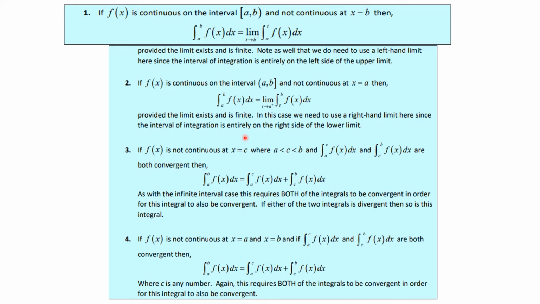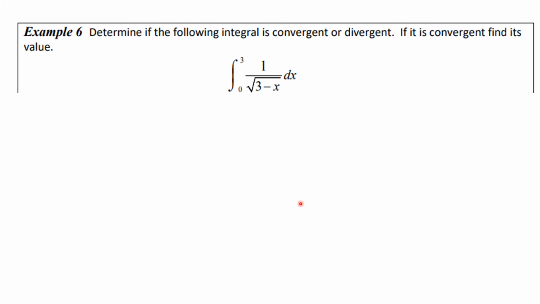Now, if f is not continuous at a point c in between a and b, you break it up into two integrals, and if both of these integrals are convergent, then the integral is convergent. You'll handle the c in the same way that you did in cases 1 and 2 above. And suppose that, finally, f of x is not continuous at x equals a and x equals b, then you will have to, again, break it up and look at the limits. So, again, in cases 3 and 4, both of the integrals have to be convergent for the integral to be convergent. So here's an example for you to try.